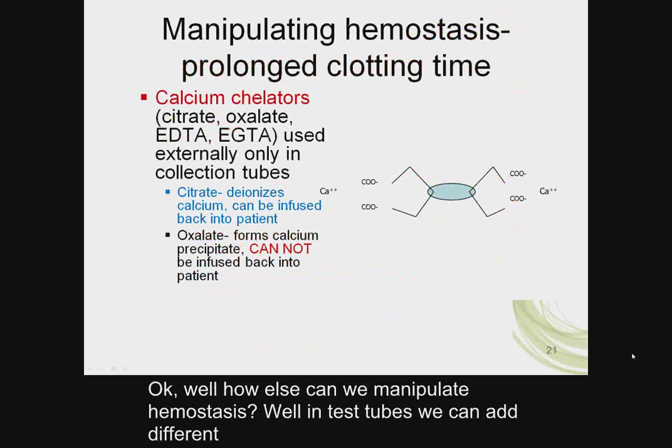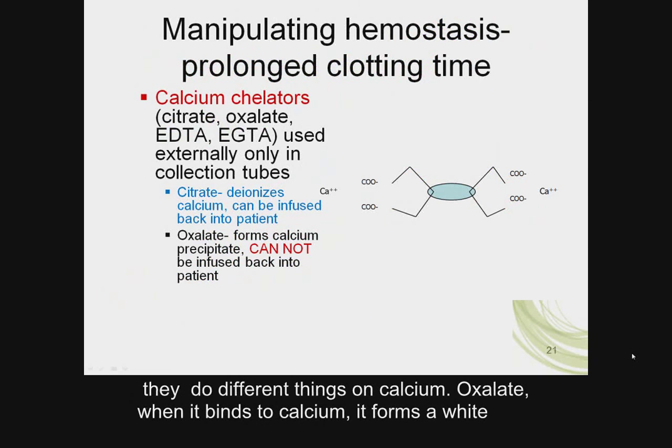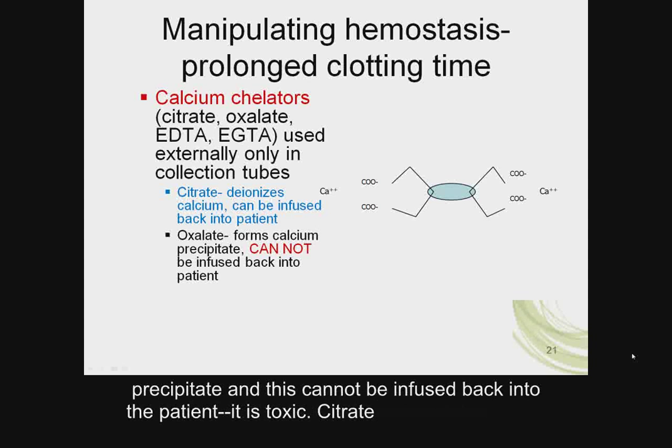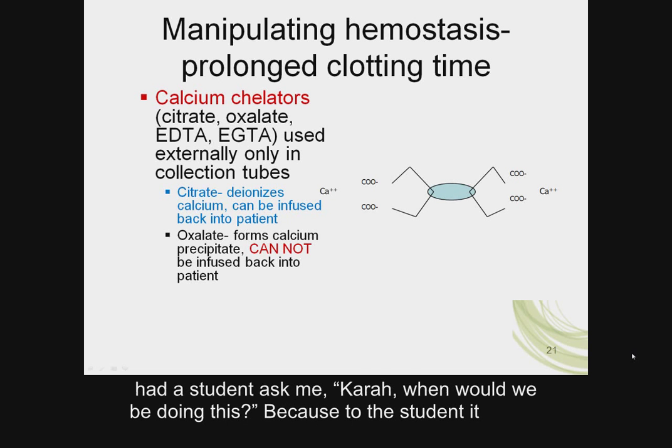Okay, well, how else can we manipulate hemostasis? Well, in test tubes, we can add different types of calcium binders or calcium chelators. And there are several that we can use, and they do different things on calcium. Oxalate, when it binds to calcium, it forms a white precipitate, and this cannot be infused back into the patient. It is toxic. Citrate can deionize calcium, and this can be infused back into the patient.